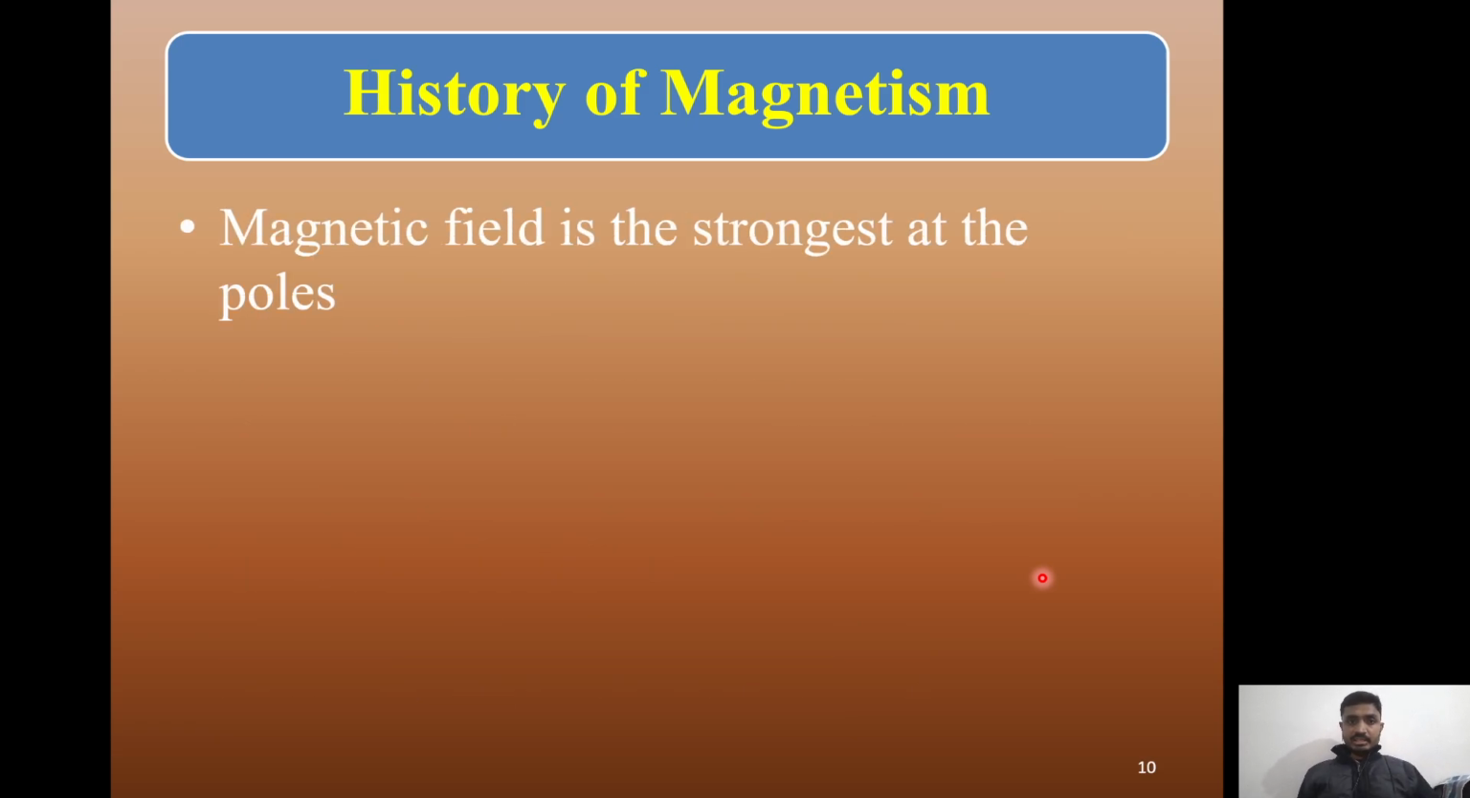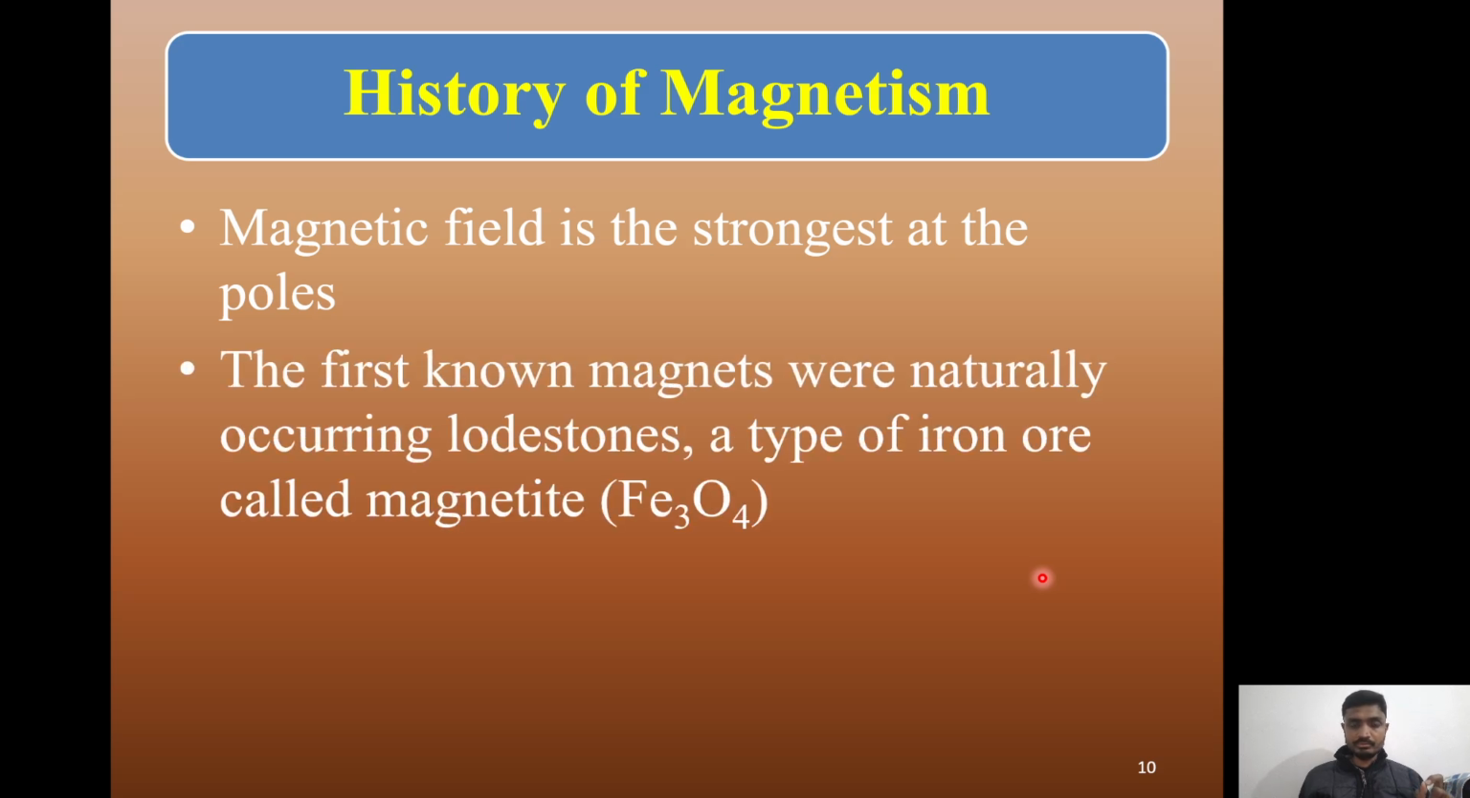So, the magnetic field is actually strongest at the poles. If you go to the center of a pole, the strength of the magnetic field is highest at that point.